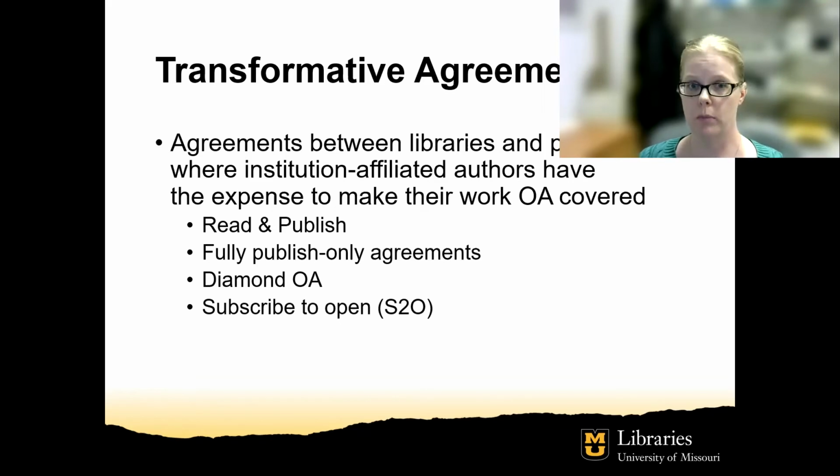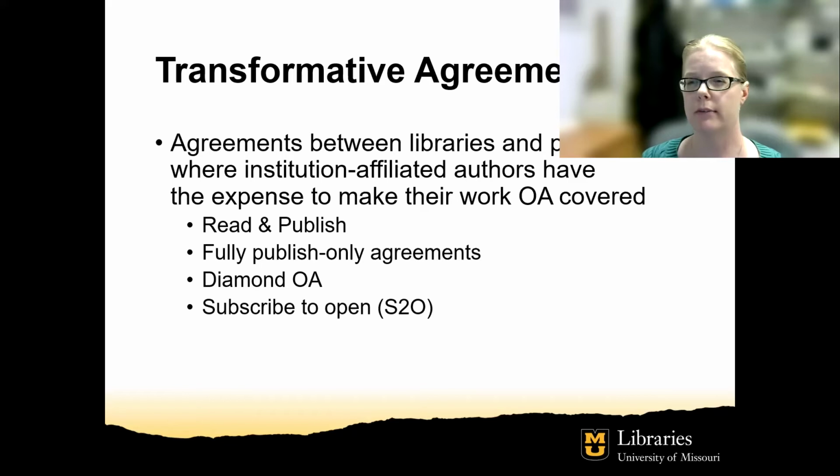So we are moving towards transformative agreements where, for example, I'm negotiating with a variety of publishers to cover the expense for MU-affiliated authors, when you're the corresponding author or the contributing author, to have your article be open access. The expense is often called the APC, or author publishing charges. What that allows is your article in that journal to be published open access. This is usually for hybrid journals. I know we looked at green, gold, bronze, and so forth, but these are mostly for non-gold, because these would be journals where the article otherwise would be behind a paywall if those charges are not paid and covered.